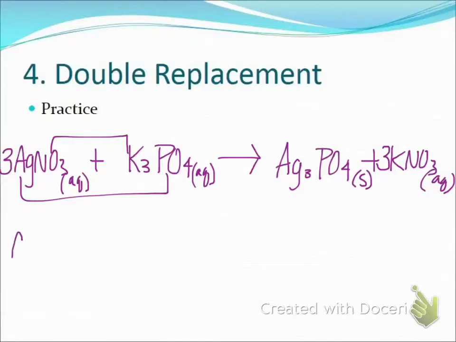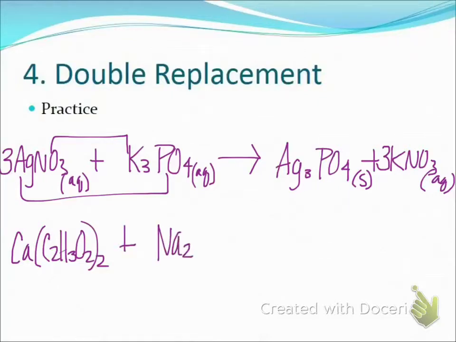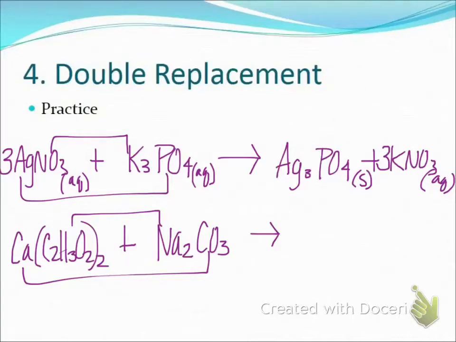Calcium acetate, so Ca, acetate is C2H3O2. We need 2 of them, plus sodium carbonate, Na2CO3. So we're going to do our outsides and insides together. So that means I'm going to make calcium carbonate. Go back and put your aqueous.